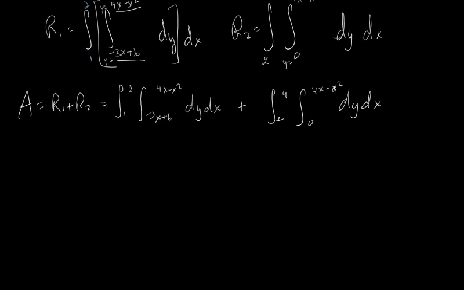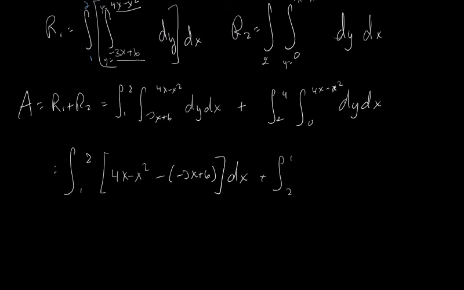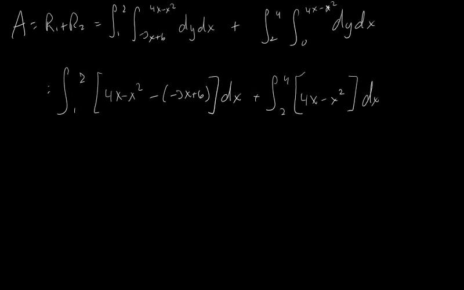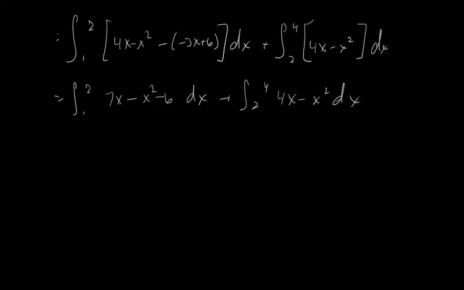Okay. All right, so let's do this integration. So this becomes the integral from 1 to 2 of 4x minus x squared minus negative 3x plus 6 dx. And again, that's just the fundamental theorem of calculus at work. 2 to 4 of 4x minus x squared minus 0, so I can just stop there. Okay. And let's simplify the first integral. So we've got 4x minus negative 3x is 7x minus x squared minus 6 dx plus the integral from 2 to 4 of 4x minus x squared dx. So let's integrate both of these and evaluate.